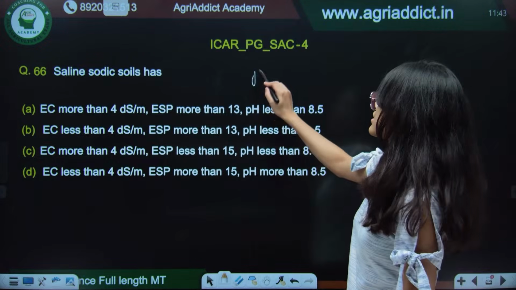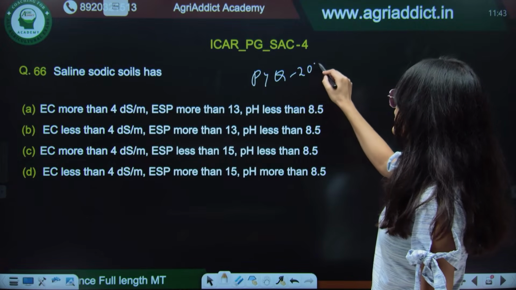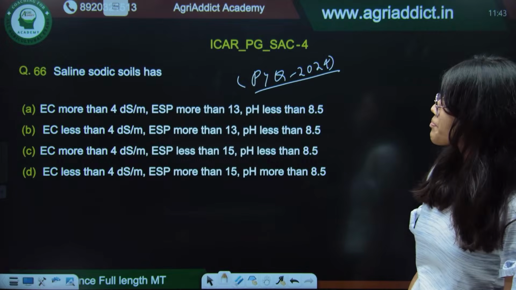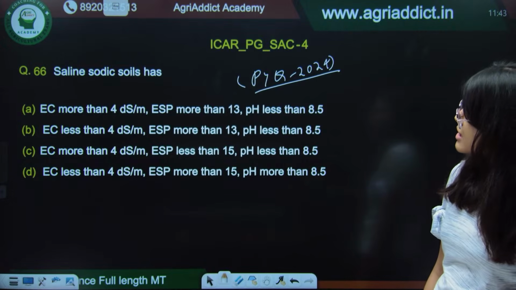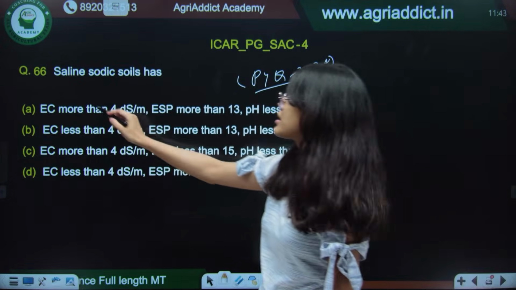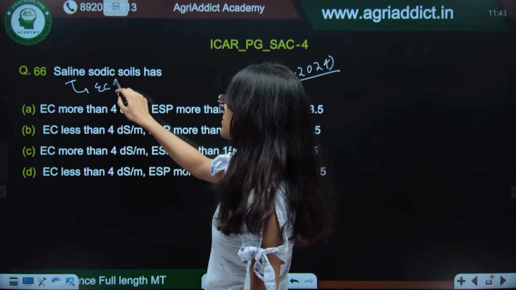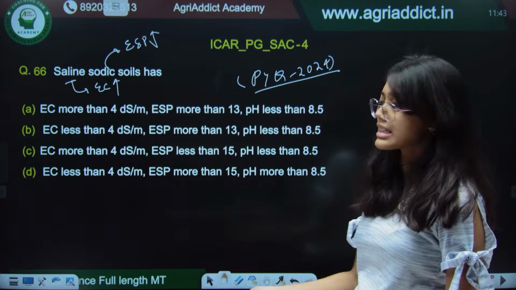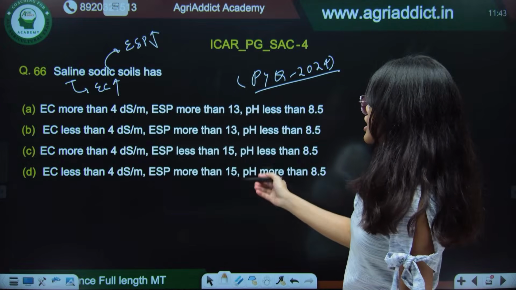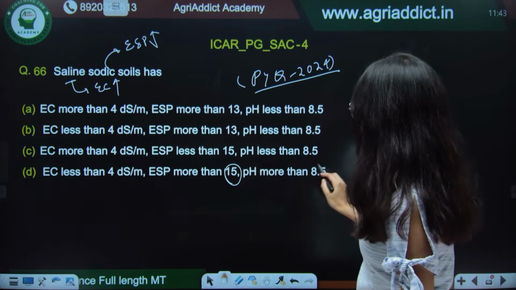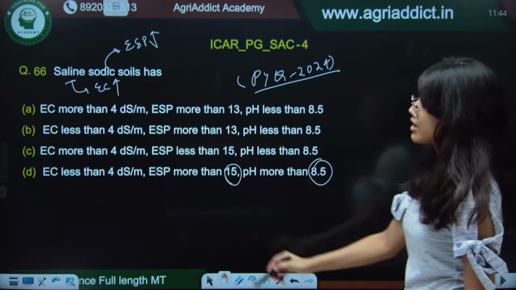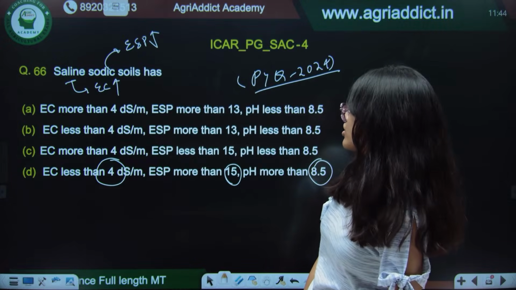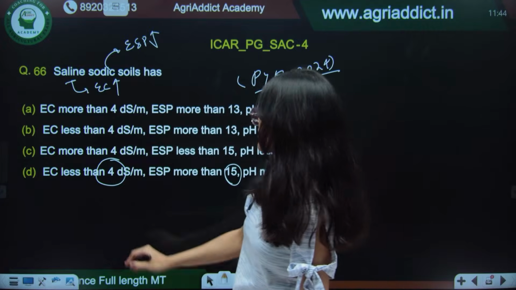So this question is a PYQ that came in 2024. Saline sodic soil has. So tell me what will be the answer. Whenever it is saline sodic, that means salinity is also there. So EC will be greater. ESP will also be greater. So both EC and ESP will be higher. ESP is more than 15. pH is more than 8.5, EC is again less than 4 deciSiemens per meter. No, it should be more than 4 deciSiemens per meter.